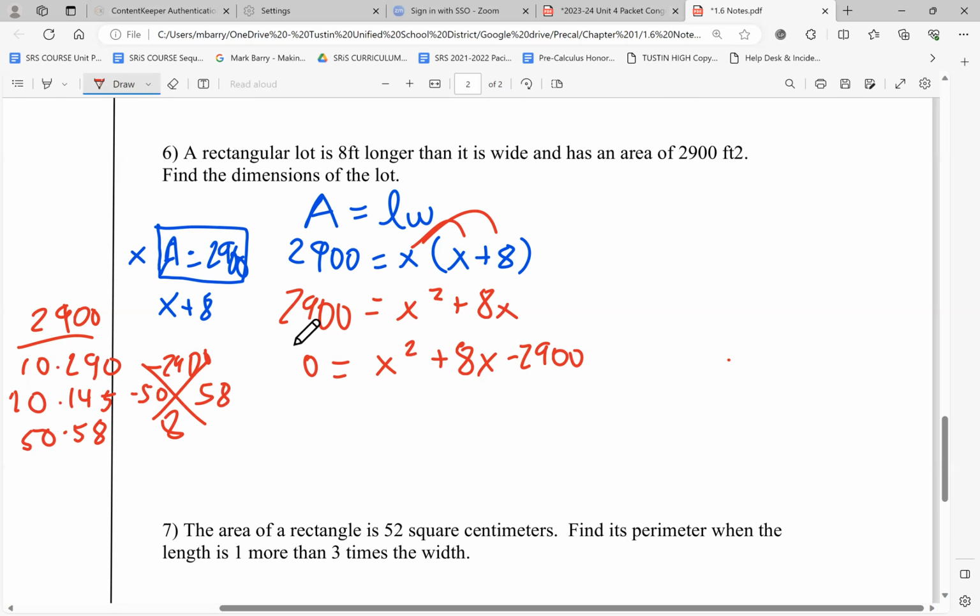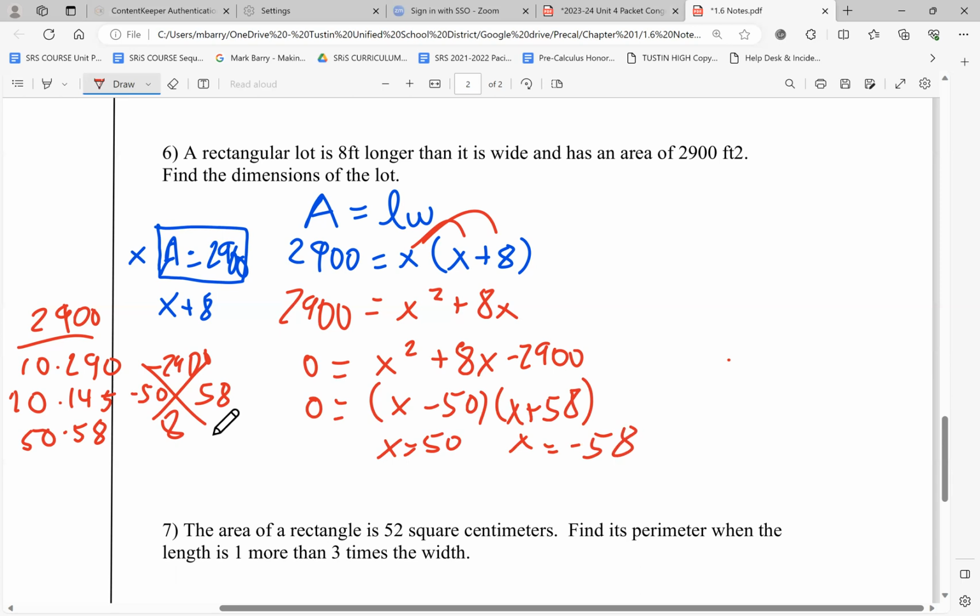Okay, so we can just use the shortcut here. We can say 0 equals parentheses x minus 50 times x plus 58. Remember, we're allowed to use that shortcut because we don't have a number in front of the x squared. All right, and then next up, we can just solve these. This one will be x equals 50, and this one will be x equals negative 58.